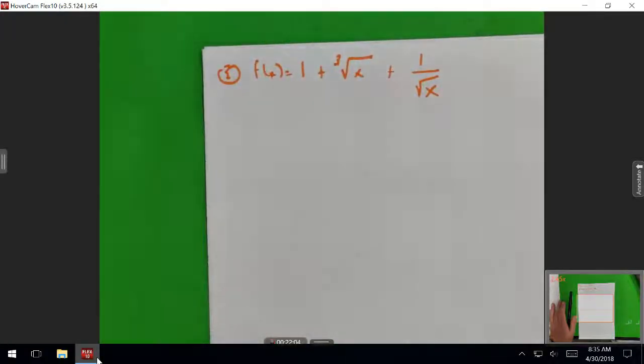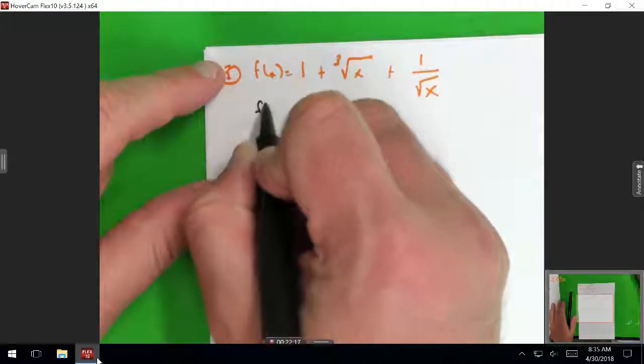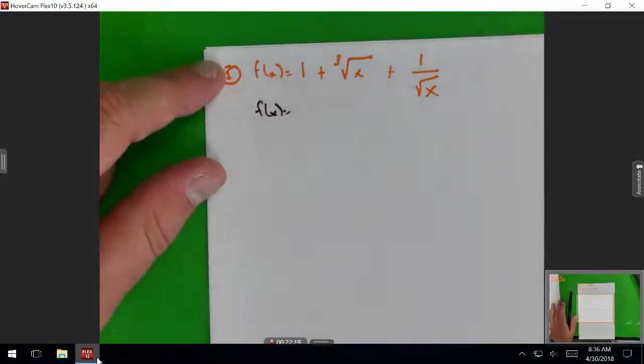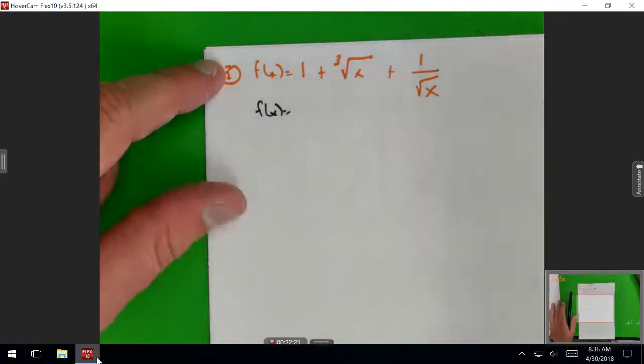Alright, number 3. We've got a lot going on here. You need to rewrite it. First off, the reason I'm rewriting, there's a radical. You need to write it as an exponent. And then you see this, something in the denominator. You've got to rewrite that, okay? That's got to get your attention. So let's rewrite this. And we rewrite it because you've got to have some type of exponent in order to do the derivative.